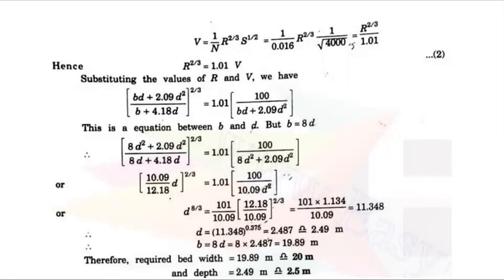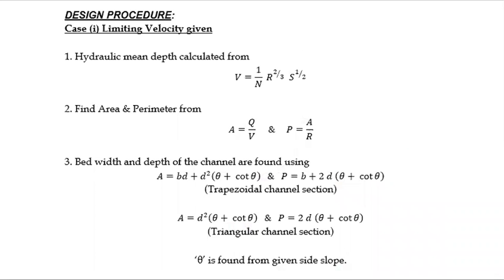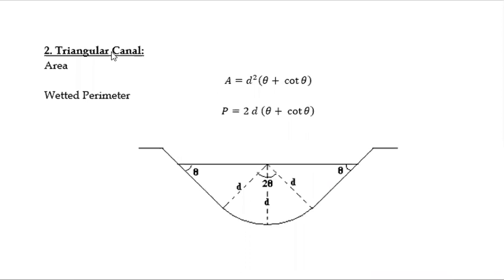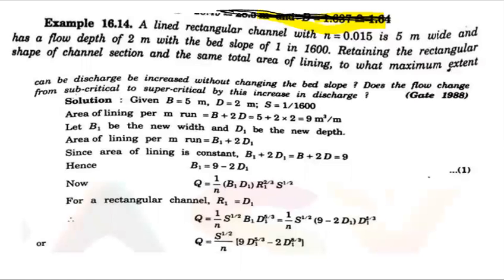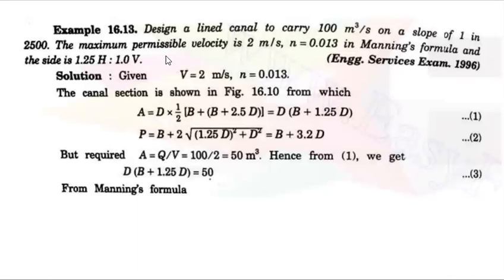And suppose you want to solve a triangle one. For a triangle, the area is A equal to d square into theta plus cot theta, and the perimeter is 2d theta plus cot theta, right? With reference to this, the procedure mostly won't change. Okay, so we'll see one triangle problem here.